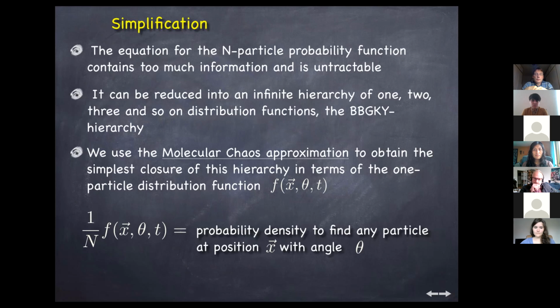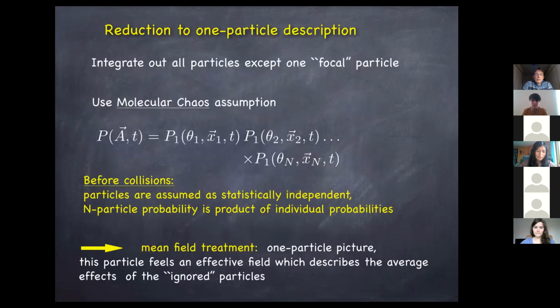And then we end up with the so-called one particle distribution function, f, as the function which will show up in the equation we actually work with. And it's just proportional to the probability density to find any particle at a particular position x, which points in the direction theta at a particular time t. Okay, and how to get that? Well, as I said, you do the molecular chaos assumption.